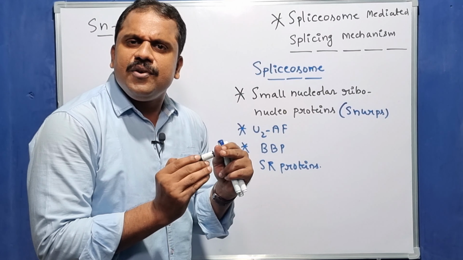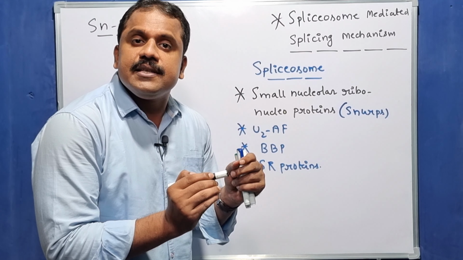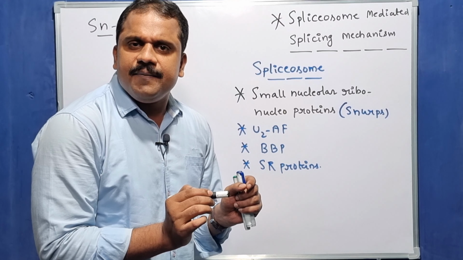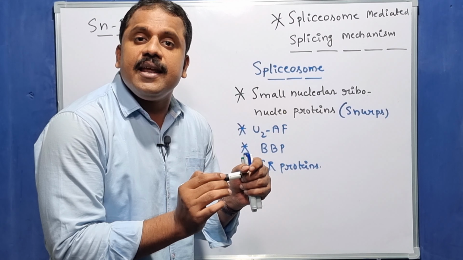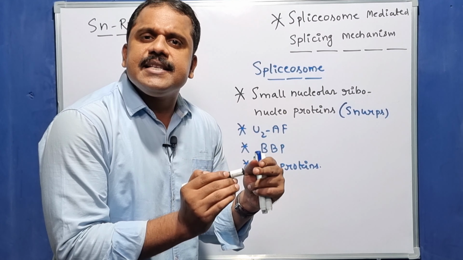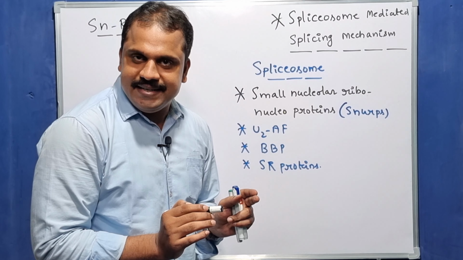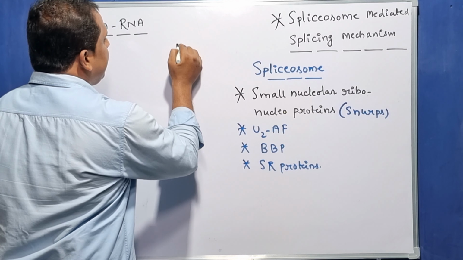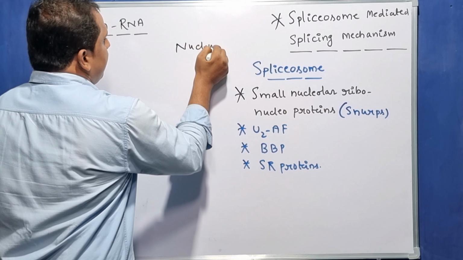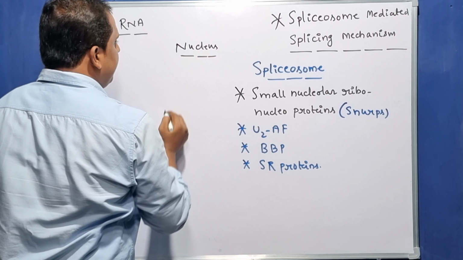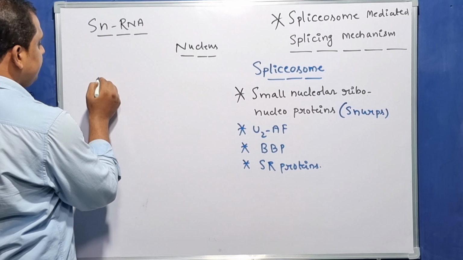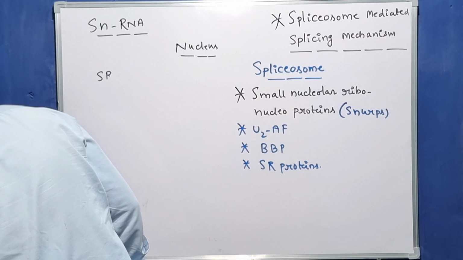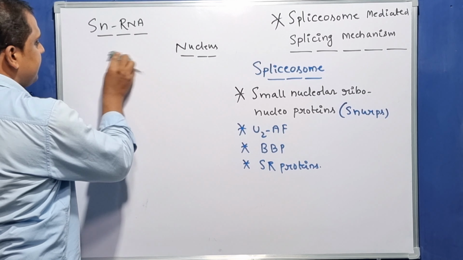Is it clear? So after the successful synthesis of the snRNAs within the nucleus of the eukaryotic cell, these snRNAs undergo post-transcriptional modification. Is it clear? So let me write it here. So let us assume it as the nucleus. And here, these are nothing but the snRNAs, right? snRNA, right?